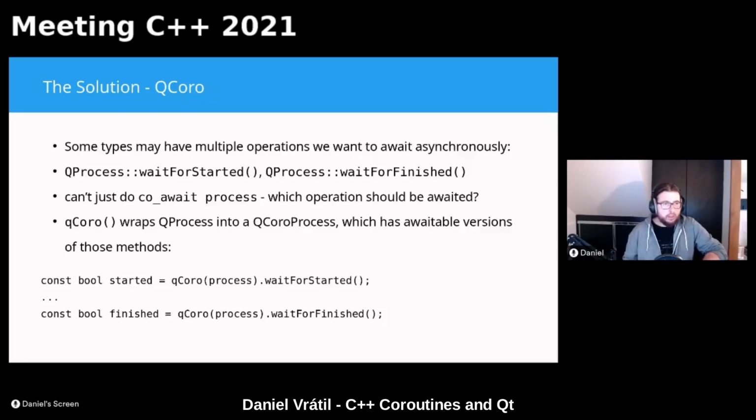Now I noticed I have a mistake in my slides. I apologize. There's a co_await missing here. That should be co_await before the QCoro. Sorry for that. So you have started equals co_await QCoro(process).waitForStarted() and so on. So this wouldn't actually build. Sorry.